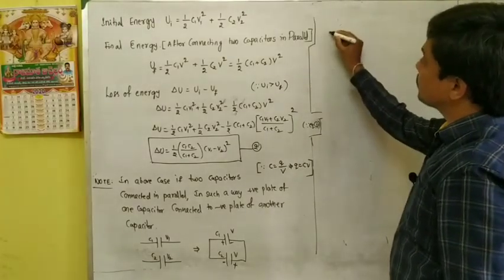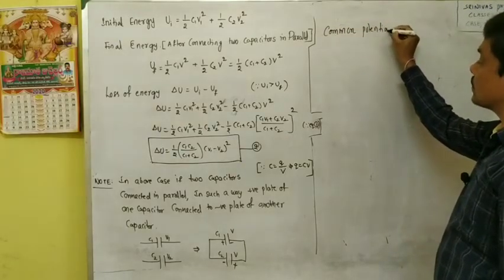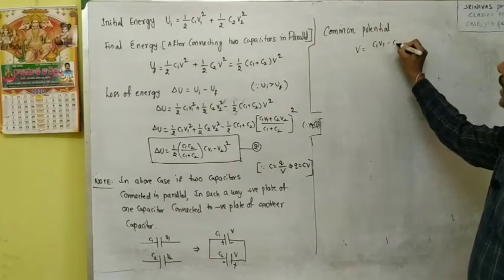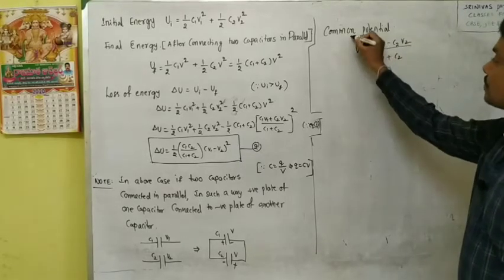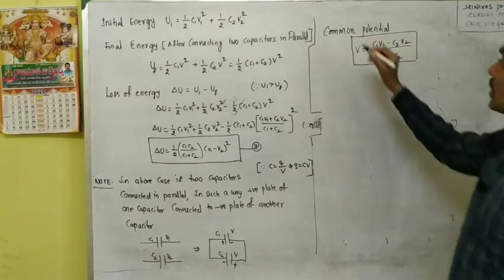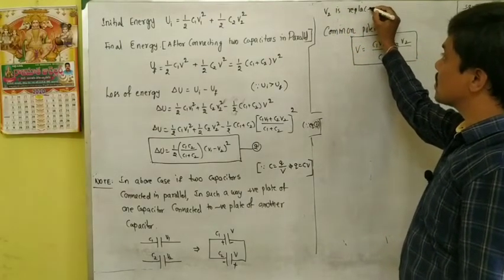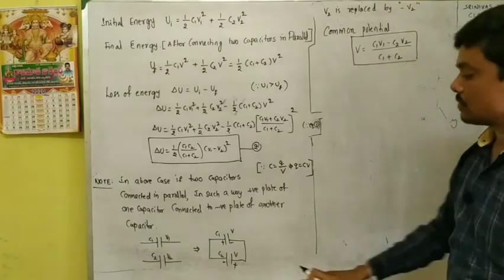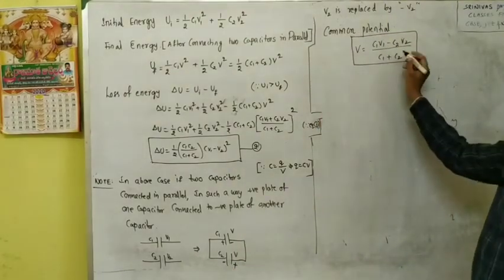First we will go for the common potential. The common potential formula is C1 V1 minus C2 V2 by C1 plus C2. This is the common potential. What are we doing here? V2 is replaced by minus V2, that's all. The second point is that the terminals are changed, instead of plus to plus, that's why here in the common potential we have written minus.